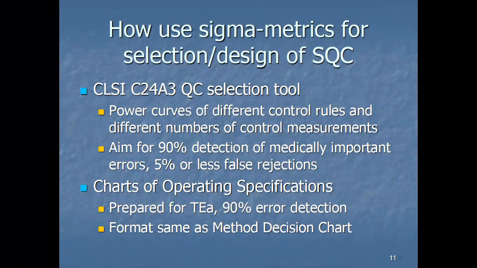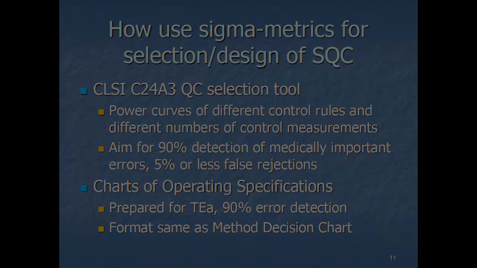Now, how can we figure that out? Well, there are a couple different tools that are available. The CLSI C24 document, the current version, so that's the document that's in revision that Kurt is working on, has a tool for selecting control procedures based on sigma. And then there is a related tool that we call a chart of operating specifications. And I'm going to show you both of those.